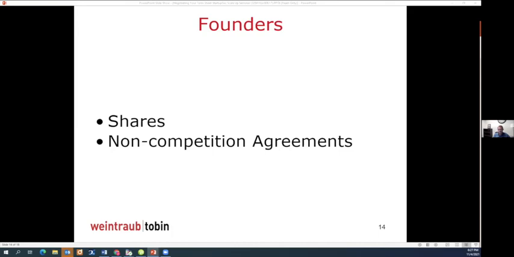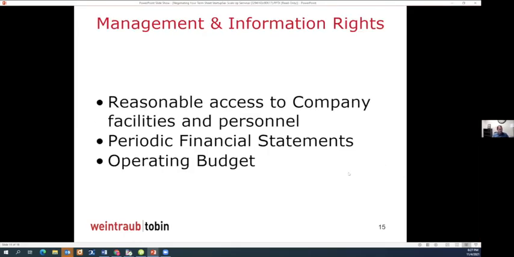So your typical seed, late seed, or Series A investors are always going to want a priced round, but starting with a SAFE is usually the right move. Yeah. All right, just a couple more slides here, and we'll wrap this up.